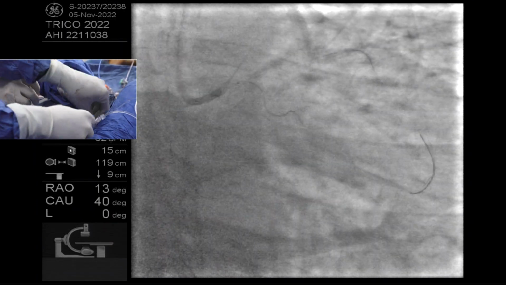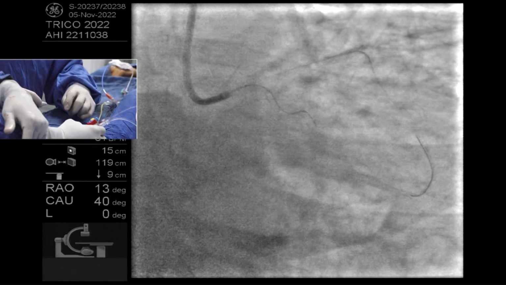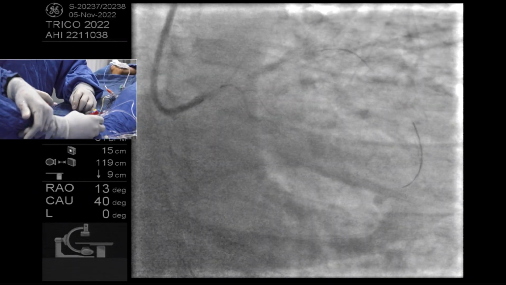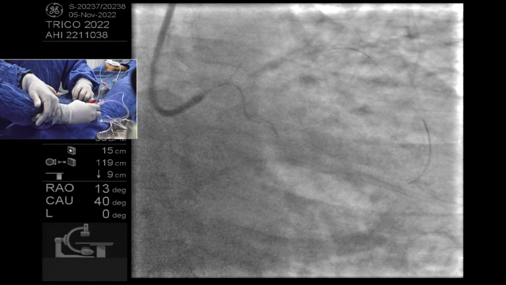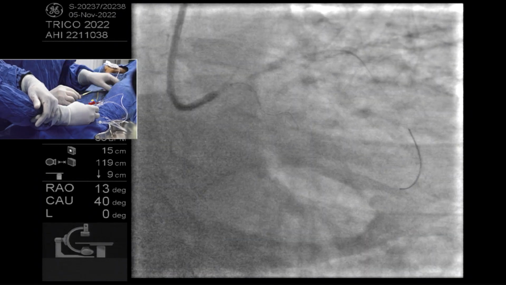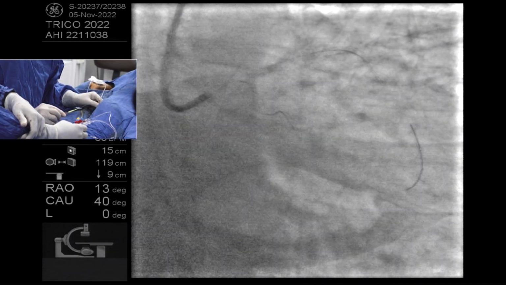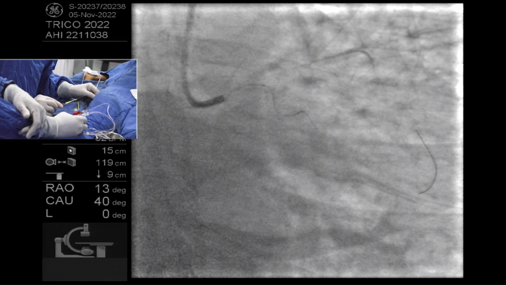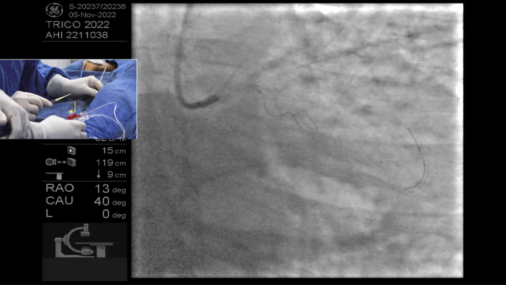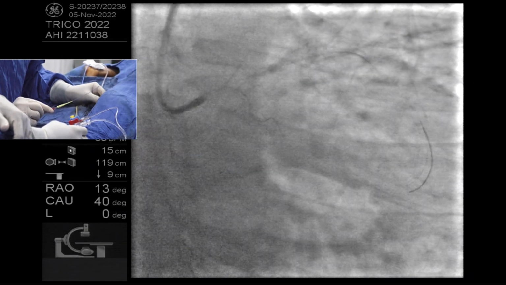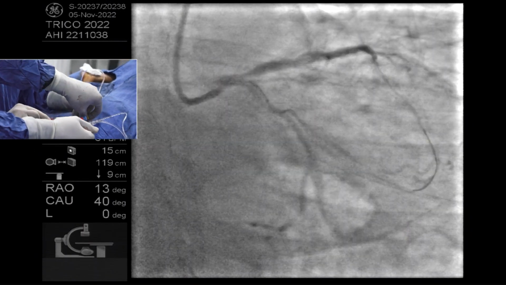Just a moment. Subintimal. You think it's going subintimal there? So, still it's quite difficult. Looks awfully straight at the tip, isn't it? Tip is not moving freely. Might be subintimal. I don't know. But anyway, I have no other selection. Okay? No, I think the microcatheter is going to help.